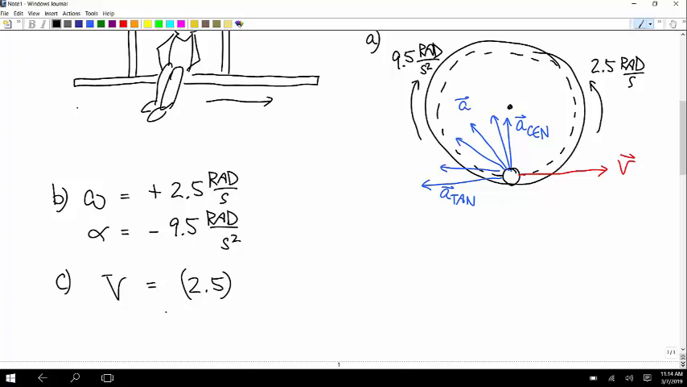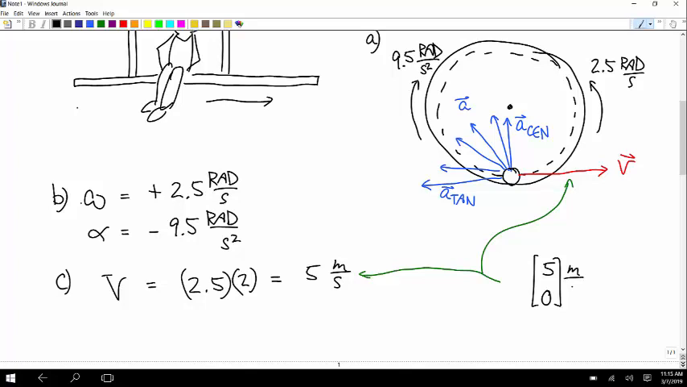Okay, so the speed is the angular velocity at 2.5 times the distance from the center of the circular motion to the point you care about. So that's 2, and so you get a speed of 5 meters per second. And now combine this, we know it's this direction. We know it has a magnitude of 5. And so that's in the positive x direction, 5 meters per second. So 5, 0. That's the velocity vector.